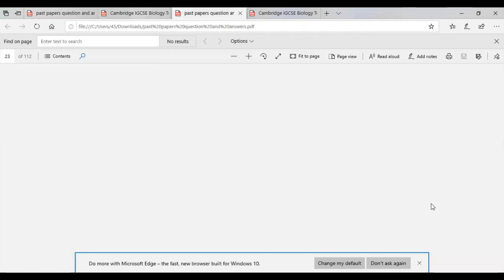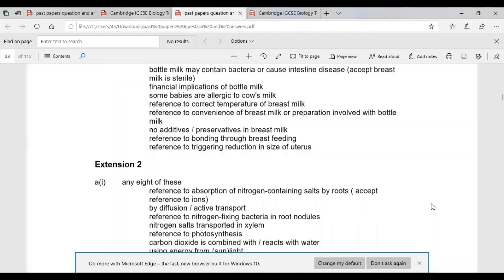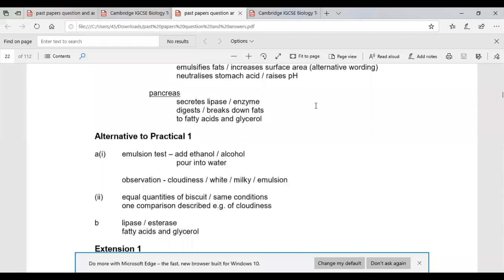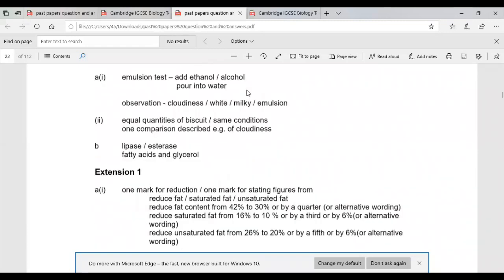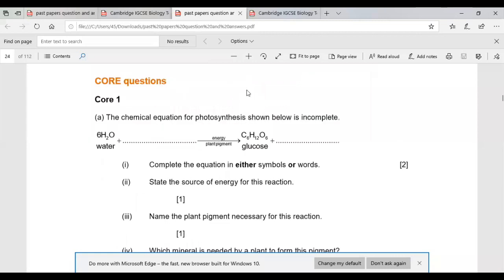The quiz paper. Do you see it well, or no? About aerobic and anaerobic respiration. All right.